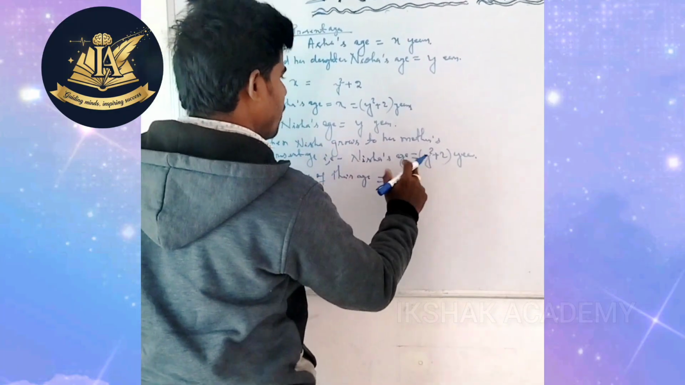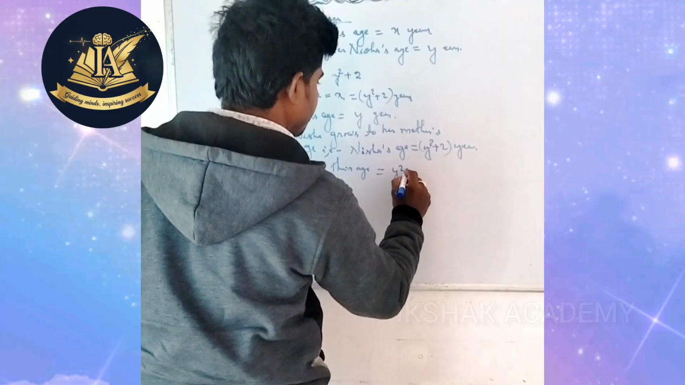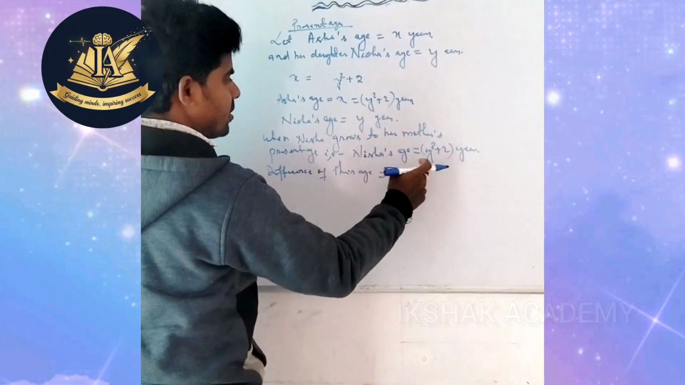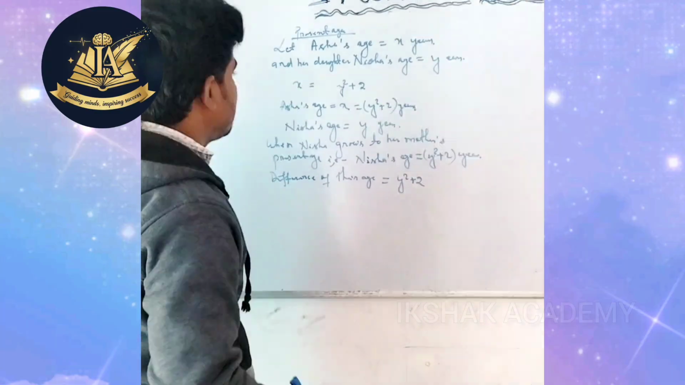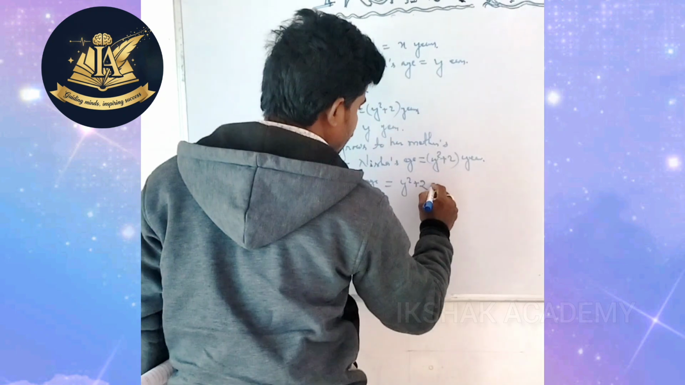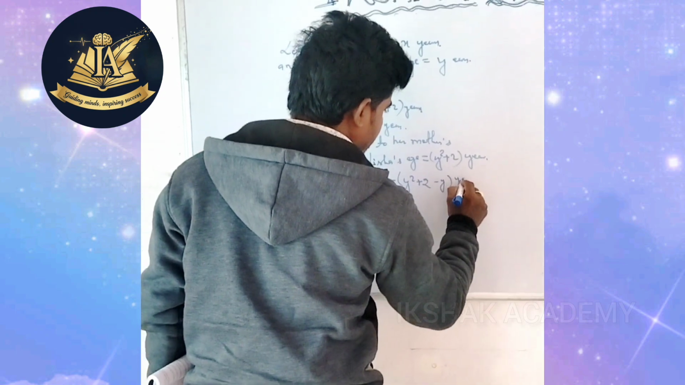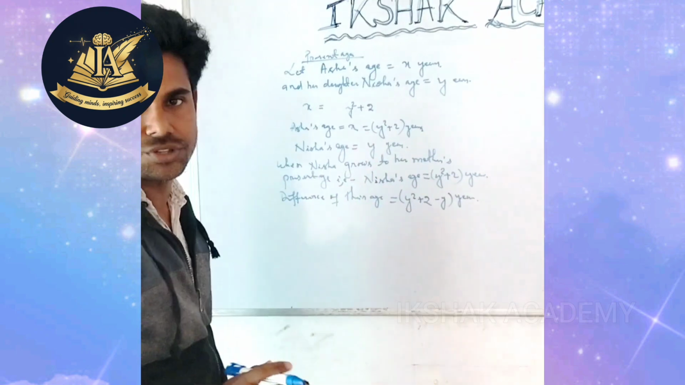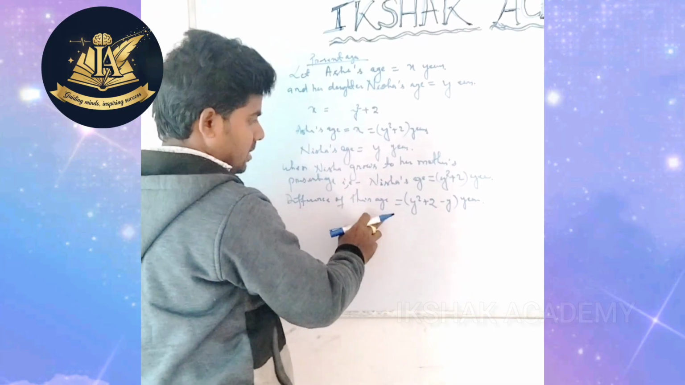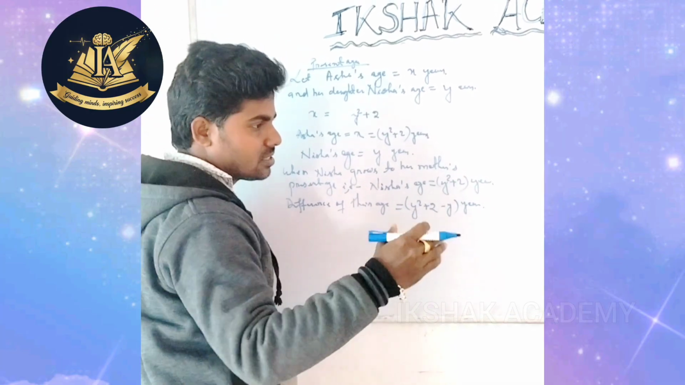Difference of their ages equals y square plus 2, which is the present age of Asha, but Nisha's age was y years, so it is y square plus 2 minus y years. This is the main thing in this question. That is, y square plus 2 minus y years is the increase.